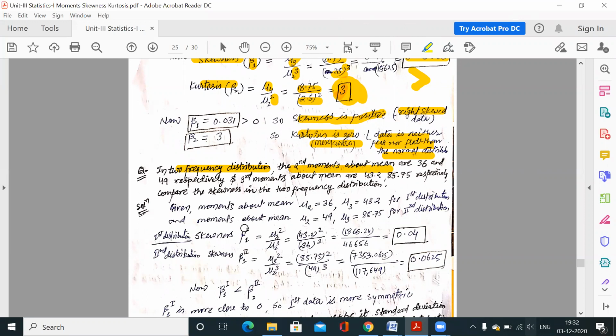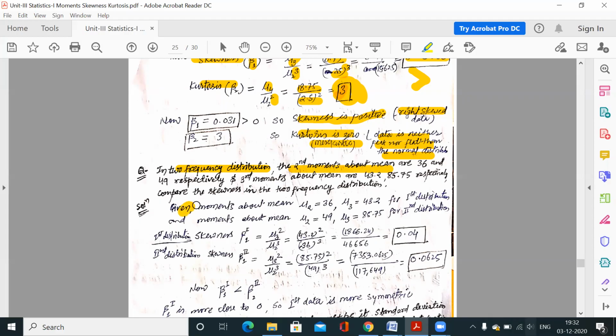So what is the question? In two frequency distributions, meaning we have two different data distributions, the second moments about the mean are 36 and 49. That means for one distribution, the second moment about the mean is 36. For the second frequency distribution, the second moment about the mean is 49.